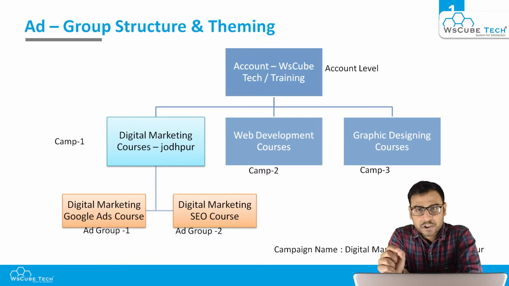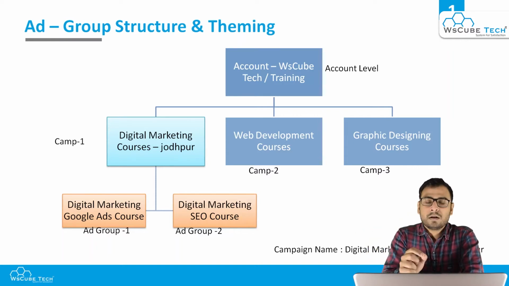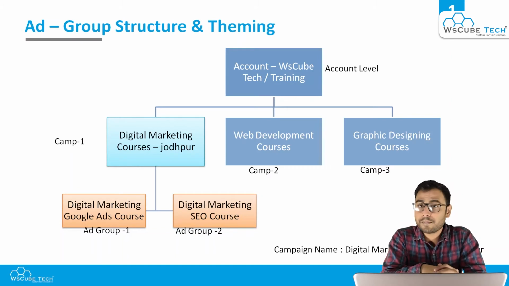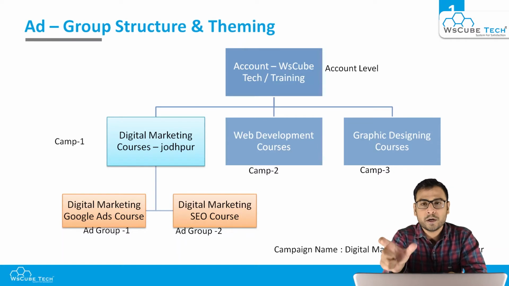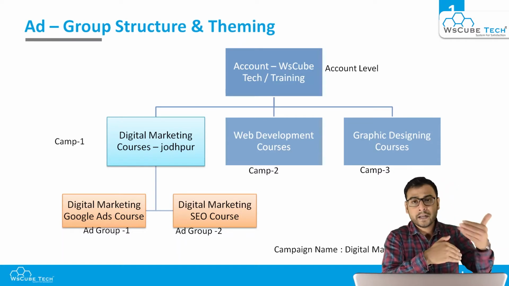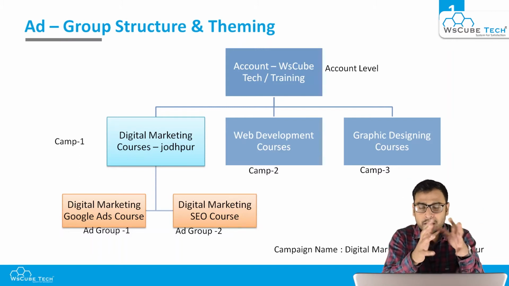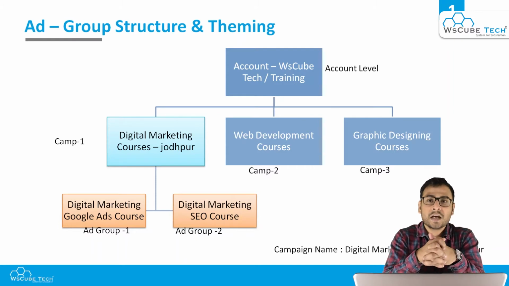An ad group is a collection of similar kinds of keywords. The one thing we should consider is that keywords should be thematically arranged within an ad group. A single ad group should contain keywords which are related to each other. For example, you cannot put a search engine optimization course keyword, or a buy search engine optimization course keyword, somewhere where you already have keywords like Google Ads course, Google Ads course in Hindi, best Google Ads course, Google Ads course in Jodhpur.